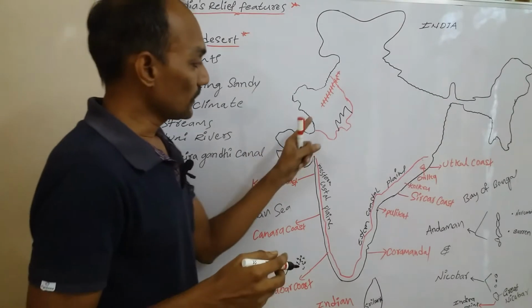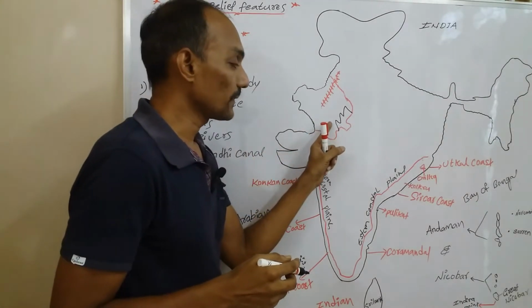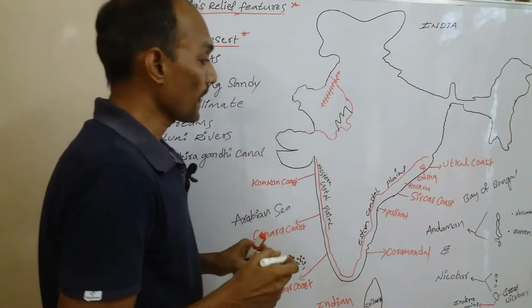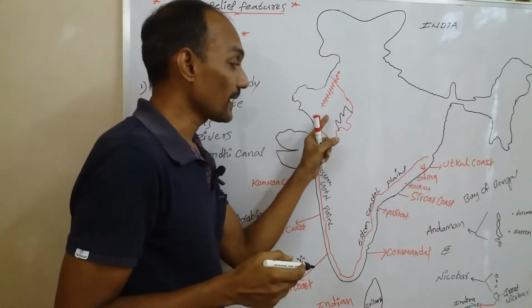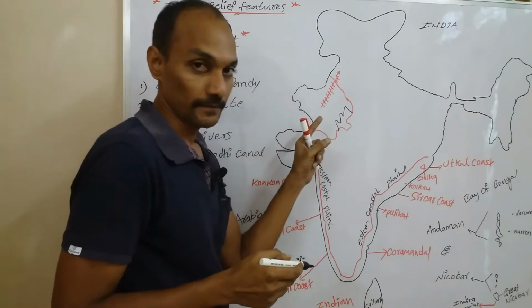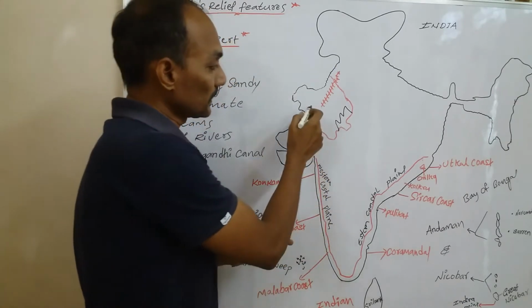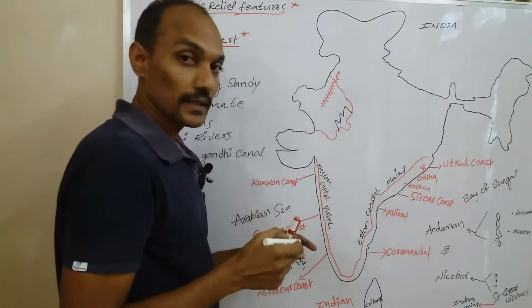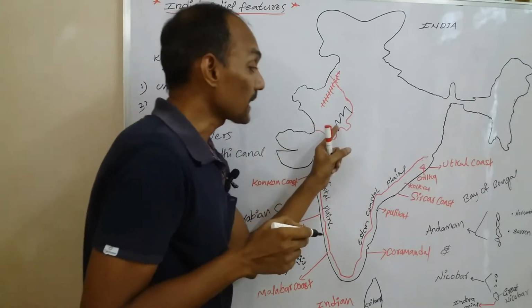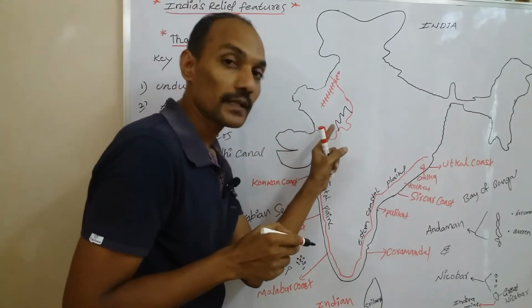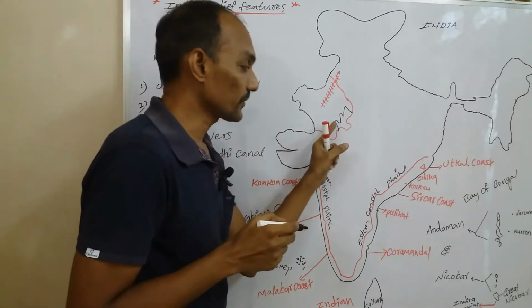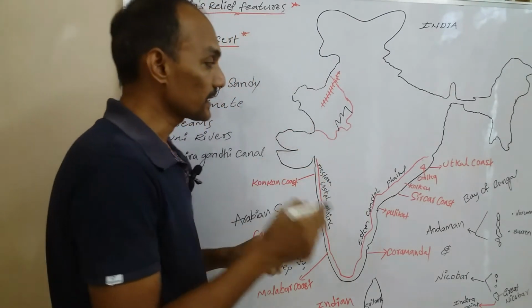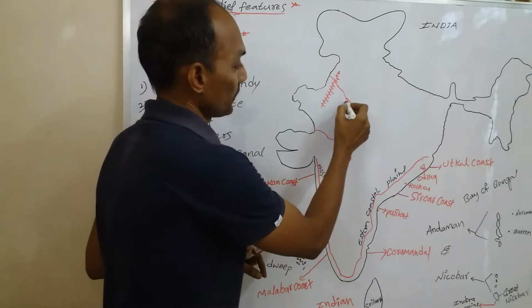This Thar Desert is located on the leeward side of the Aravalli Hills in Rajasthan. That means the Thar Desert is located in Rajasthan, and the Aravalli Hills are also located in Rajasthan. Here we use one word, leeward side. What does leeward side mean? That means rain shadow region.